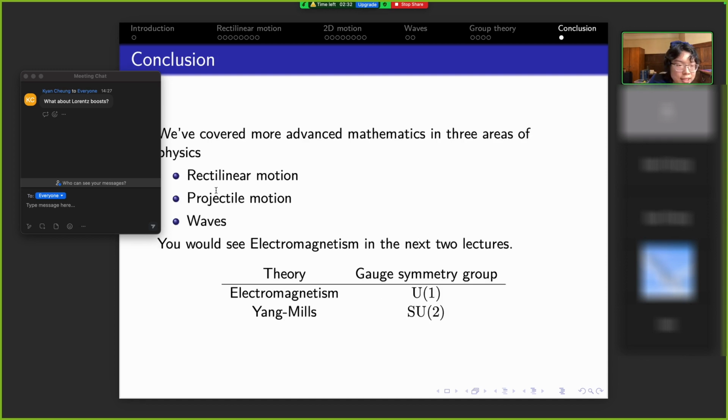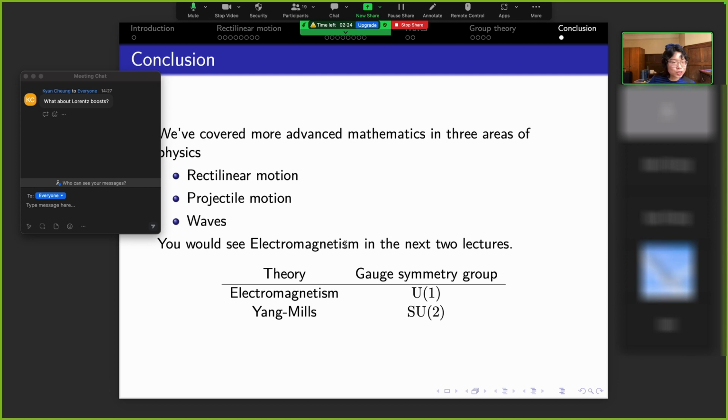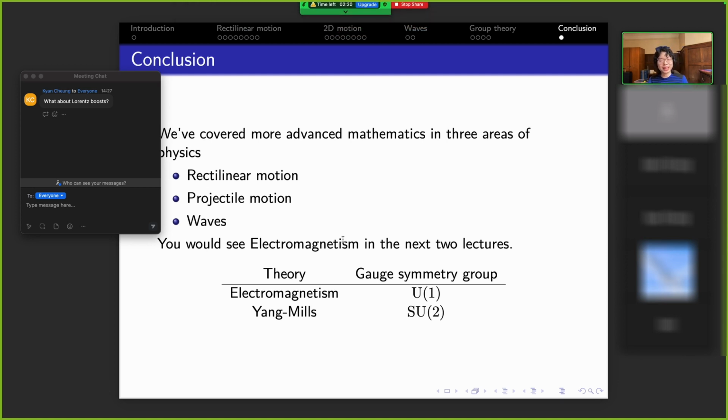We've covered advanced mathematics in rectilinear motion, projectile motion, and waves. In the next two lectures, you will see electromagnetism. In fact, they are also about group theory. They are about a very advanced math theory called gauge theory. And the idea is that there's actually a group. U1 is the complex unit circle group, and it is actually hidden. It is a symmetry group of electromagnetism.